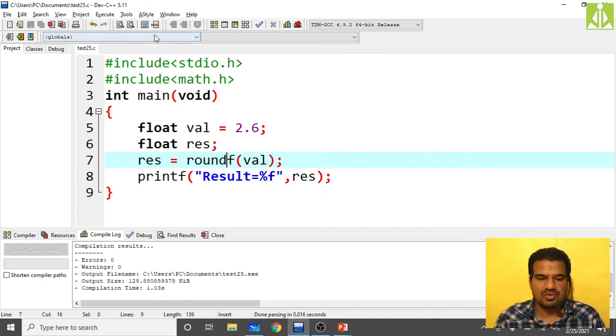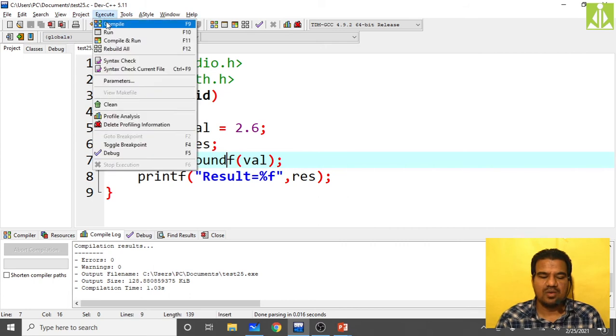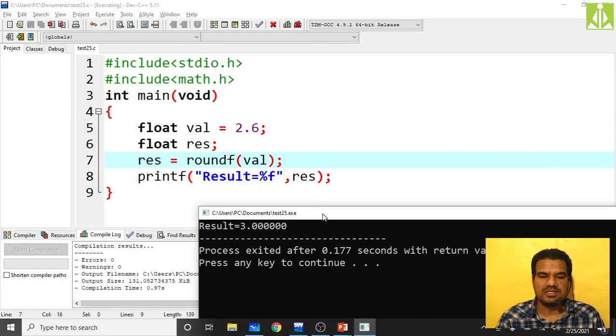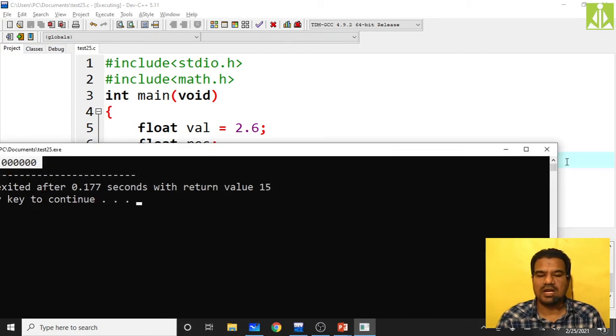Okay, for 2.6 it is 3. So quickly compile, hopefully it is successful, then run it. You can see we are getting 3. For 2.6 we are getting 3 as the round value.